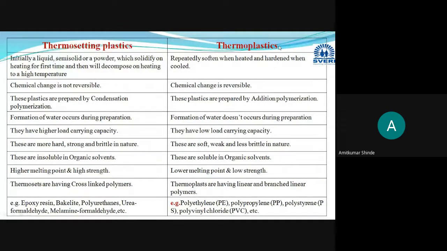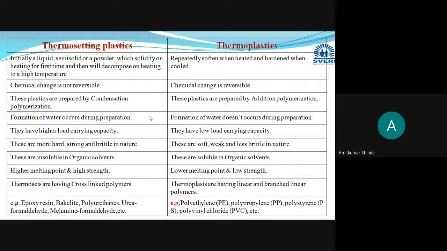Thermoplastic is also known as thermoplasts. Okay, thermoplasts and these are thermosets. Here I have made the comparisons. Almost about 10 or 11 points I have collected here along with some examples. Basically in the exam they will ask you this question. There's a comparison. You have to do the comparison of thermosetting plastics and thermoplastics.